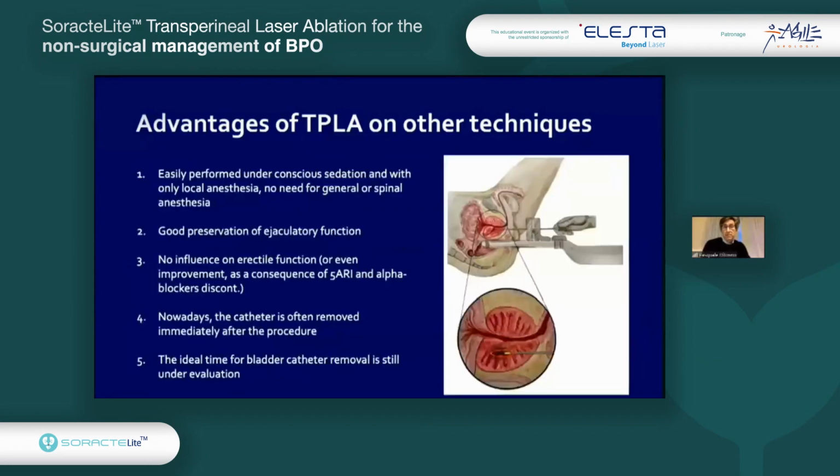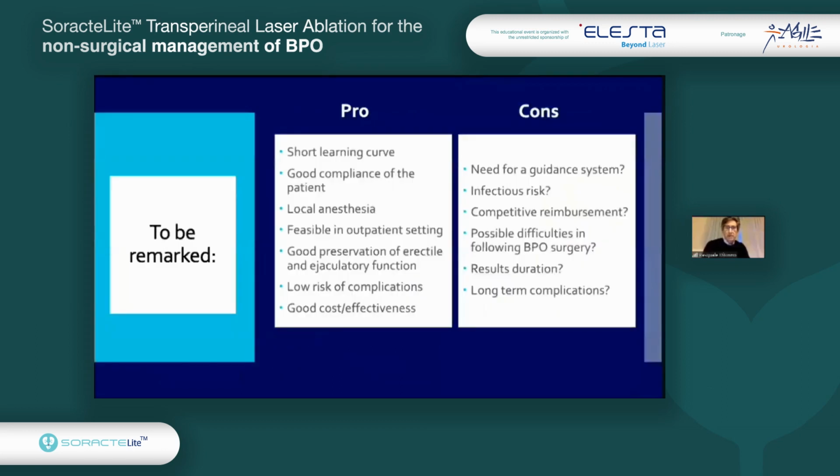It's performed under conscious sedation with local anesthesia, so there is no need for general or epidural anesthesia. There is good preservation of ejaculative function, no influence on erectile function, probably even improvement, because you have to discontinue medication 5 hours before. The catheter is often removed after 1 or 2 days. Whether that is the right time is still under evaluation.